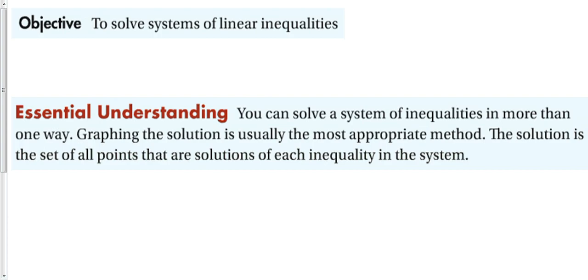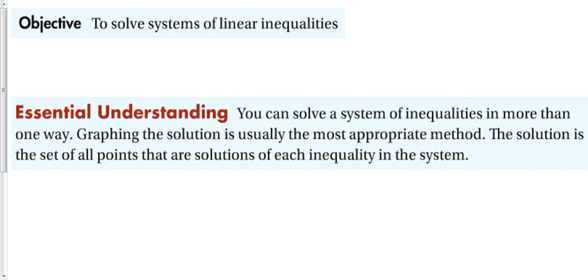You need to know that you can solve a system of inequalities in more than one way. Graphing is the one we're going to talk about. Graphing the solution is usually the most appropriate. The other method is making a table. That method works best when you have a very discrete sample as opposed to a line. When you're talking about a real world situation where you can only have one of something, or two, or three, then a table is usually the best method. But today we're going to look mostly at graphing.